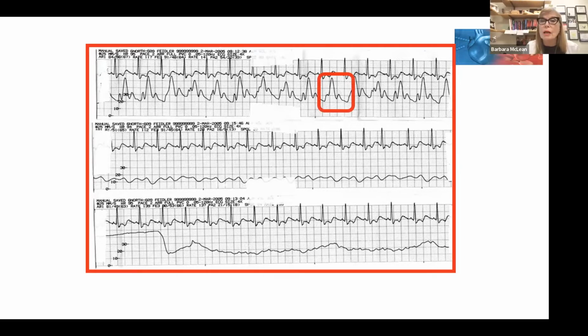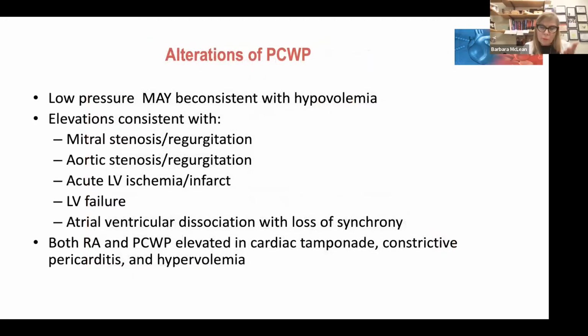So here's your PA pressure. And we already looked at wedge. So just like with the tricuspid valve and CVP on the right heart, we're going to apply the same thing to the mitral valve. The mitral valve is stenotic or regurgitant. Mitral valve stenotic, you expect a big A. If the mitral valve is regurgitant, you expect a big V.